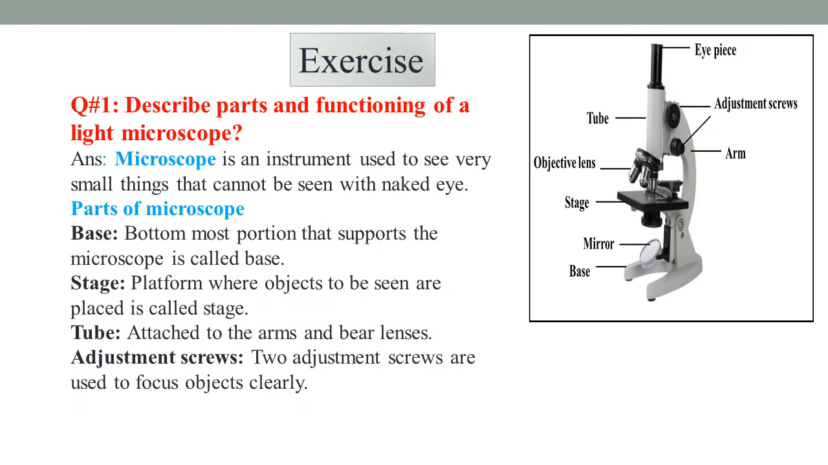So first of all, base. The bottommost portion of the microscope that provides support is called a base. Stage. Stage is a platform where objects to be seen are placed. Tube, that is attached to the arm and bears lenses that are eyepiece and objective lens. Then adjustment screws. Adjustment screws are used to focus objects clearly.